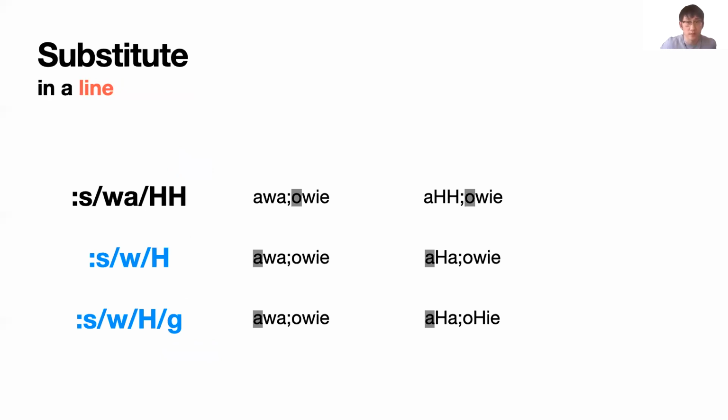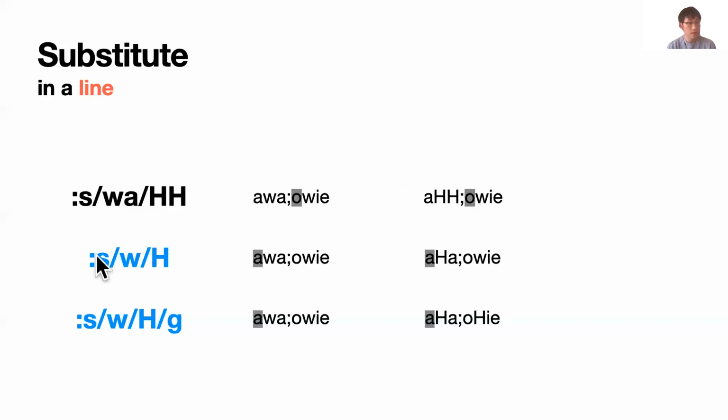Similar to the search, you can substitute whatever words into different words or whatever letter into different letters. So say if you do colon S for substitute, you're gonna change "wa" into capital "HH". Then when your cursor is here, it will change the first "wa" into two capital H's. So bear in mind the W which is not on the first position, the second W, is not affected.